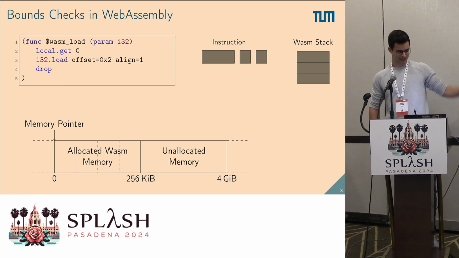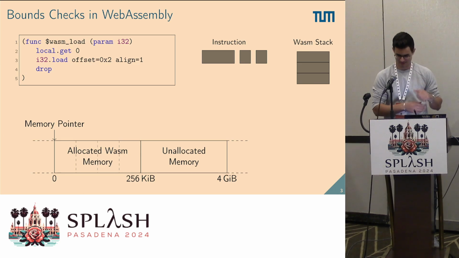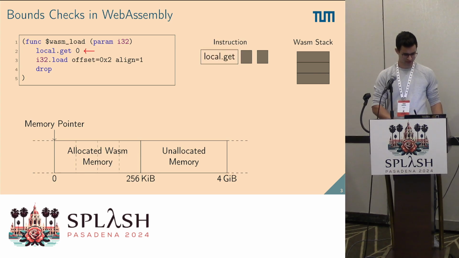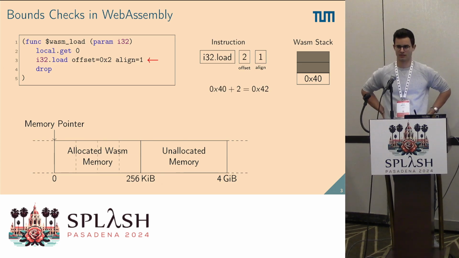Here's an example. I show you a very basic WebAssembly function, which just accesses some random point in memory and then drops the result. So looking at the first line is a local.get. This would be used to get the first parameter of our WebAssembly function. Let's assume the value was 0x40, which we then put on the WebAssembly stack. As you can see, WebAssembly is stack-based. So now we have that on the stack, and we want to continue with the load.